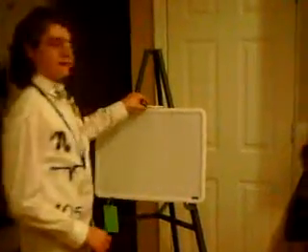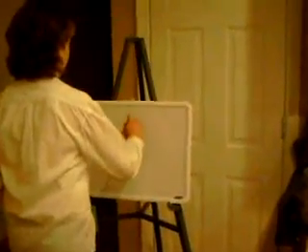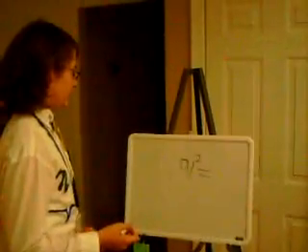Now, for the next method, I will be showing you how to square a number that is close to 100. So, I will need a random number that is close to 100. 91. A good number. So 91 squared equals... Okay, the key to this one too is to find the distance away from 100.